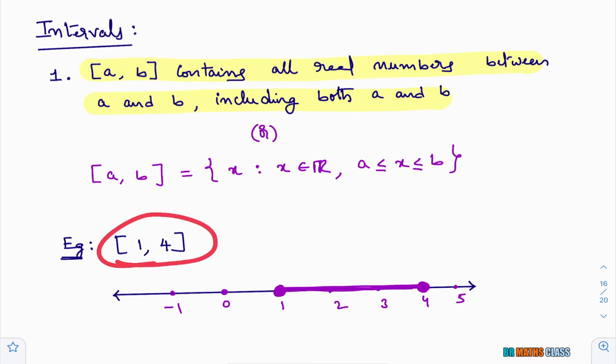Now, is 1.234 there in this interval? The number 1.234 is there in this interval, closed interval 1 comma 4. Yes, 1.234 is in between 1 and 4. Now, my question is, is 0.9 there in this interval? Look here, 0.9 means somewhere around here you will get. No, 0.9 does not belong to this interval. So from now onwards, wherever we see this type of interval, like closed interval 1 comma 4, it means that it contains all real numbers between 1 and 4. As it is a closed interval, both 1 and 4 are included.